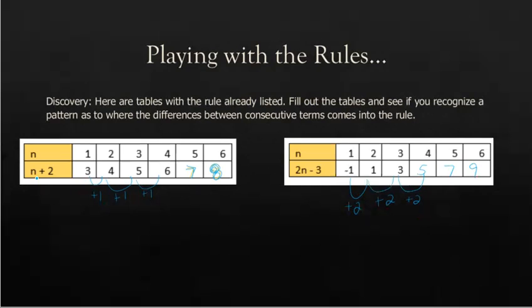So we're adding +1. Our rule was n plus 2. If we're adding +2, our rule is 2n minus 3. All right, let's do some more and see if we can figure out where our constant difference comes in.